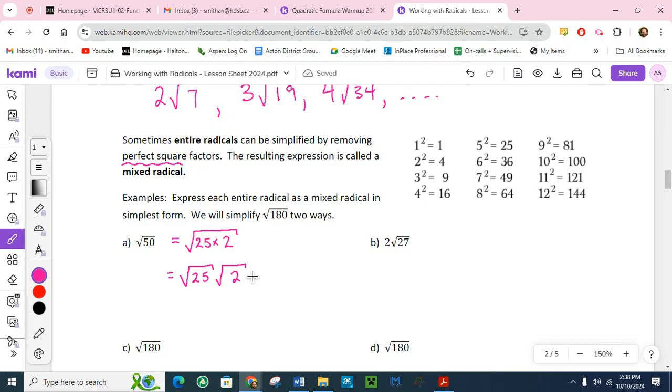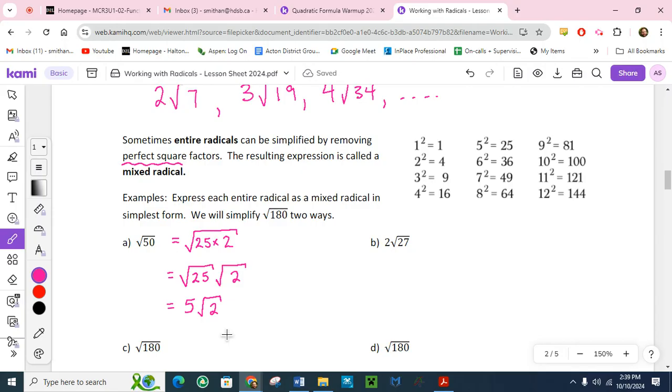And what's the root of 25? It's exactly 5. The root of 50 is equivalent to 5 times root 2. This is a simplified radical. The numbers are smaller, easier to work with. It is to our advantage to do this.